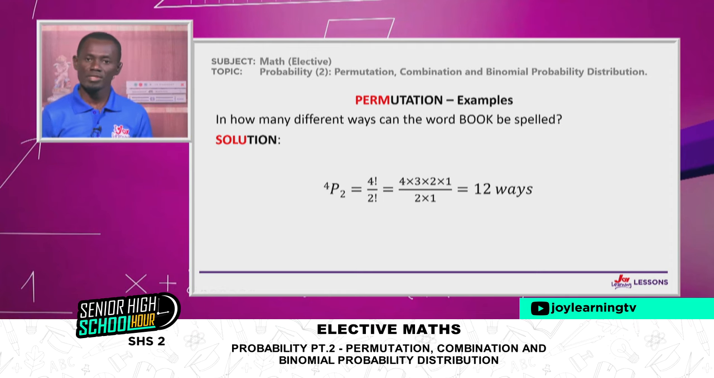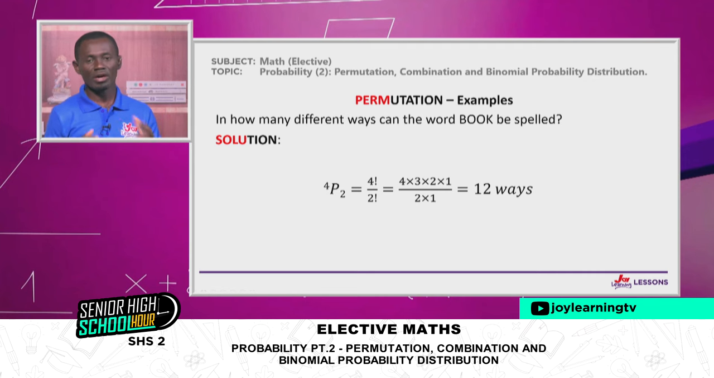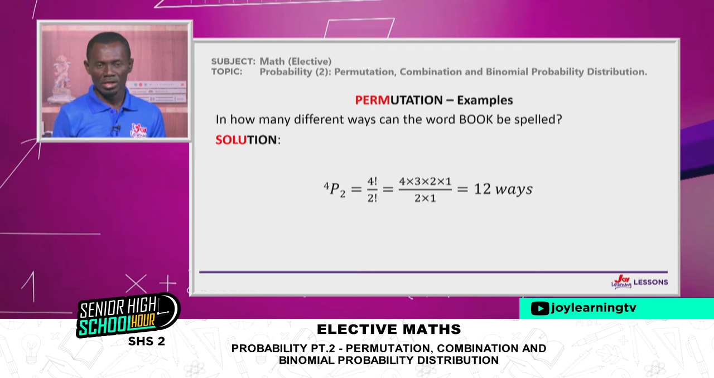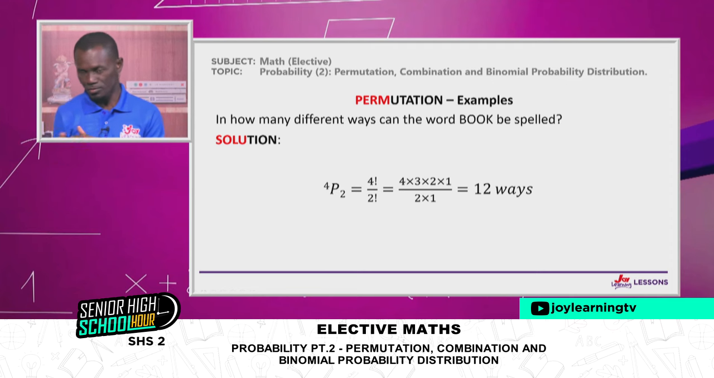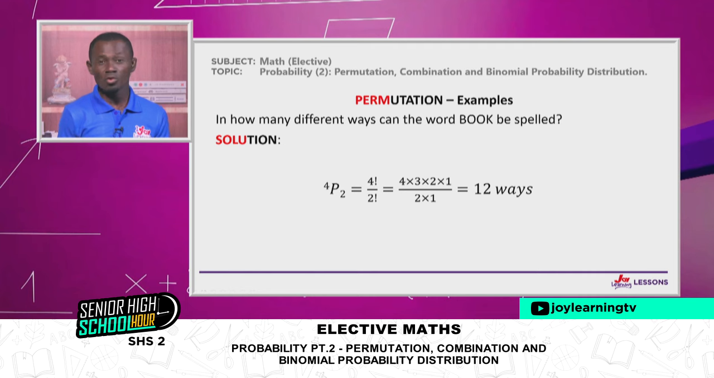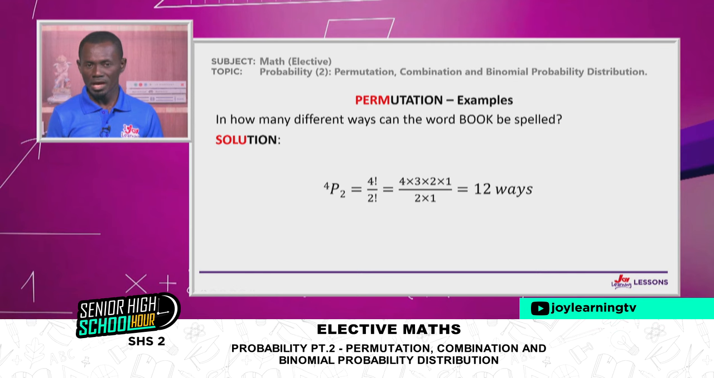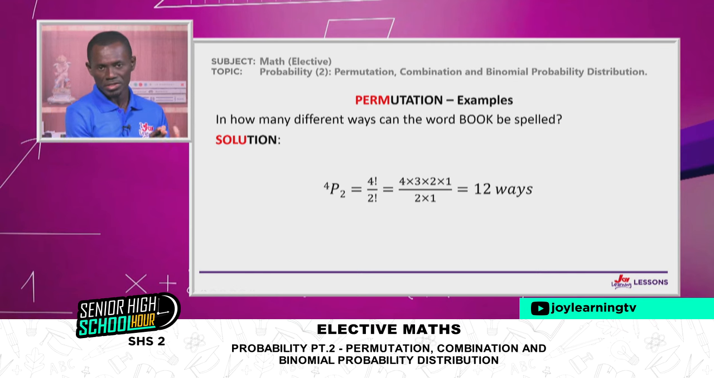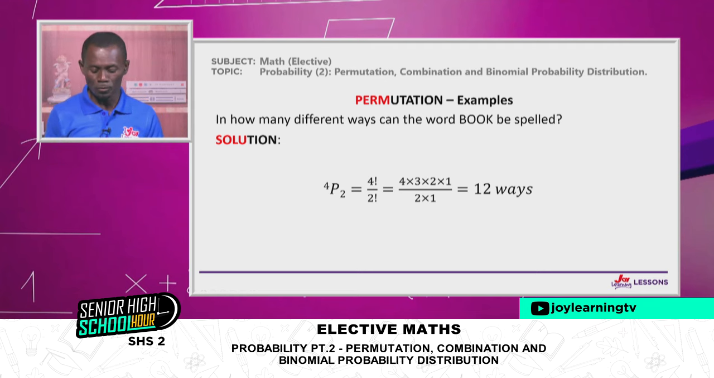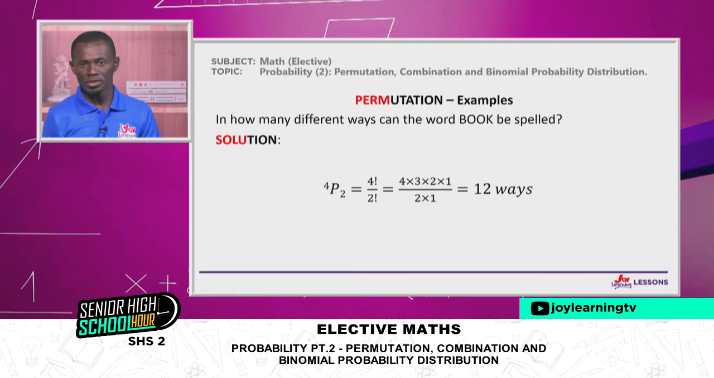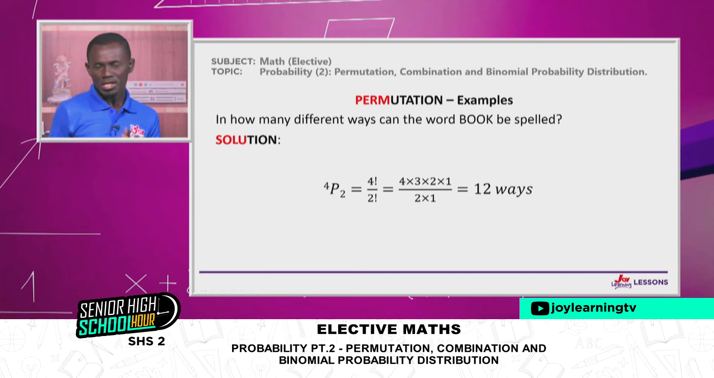Why? Because if you arrange it as BOKO, there is no other arrangement for BOKO, because the O's are not distinguished unless you call one of them, say, O subscript 1 and O subscript 2. But we don't have O subscript 1 as an alphabet. It's simply O. So any repetition must be treated as such. It must be discarded, so to speak. So this is technically 4 permutation 2. In other words, there are 12 possible ways the word book can be respelled or rearranged. Please take note of that.